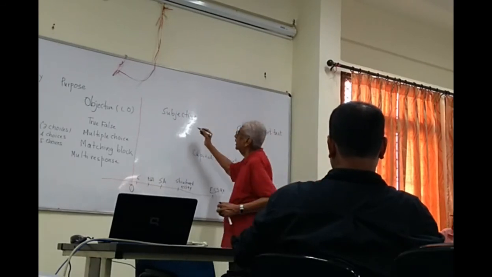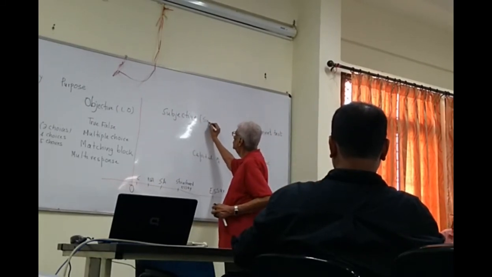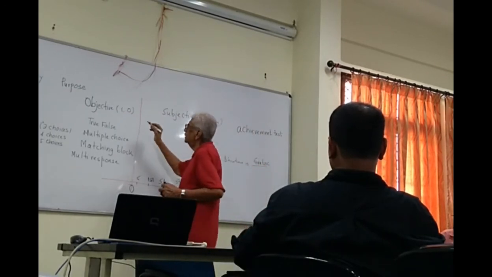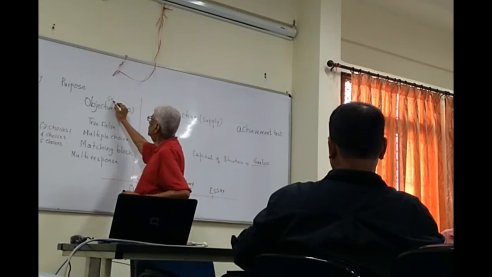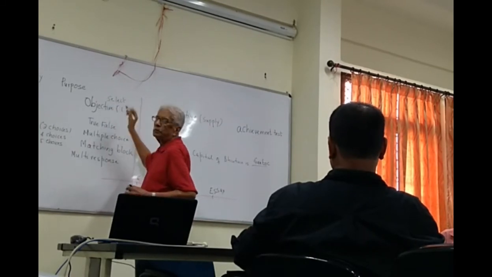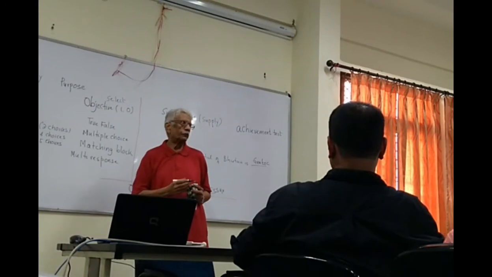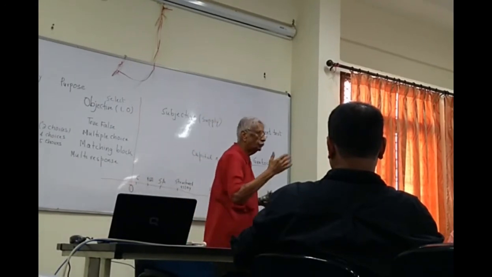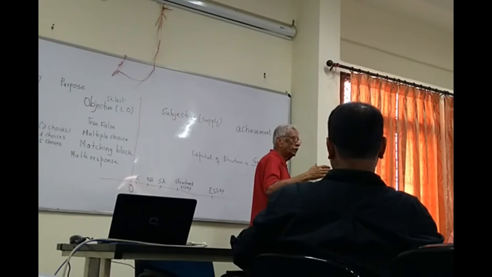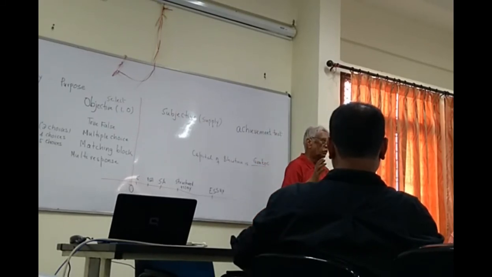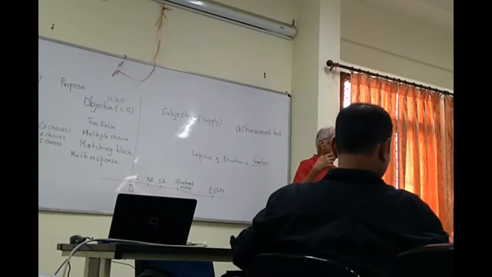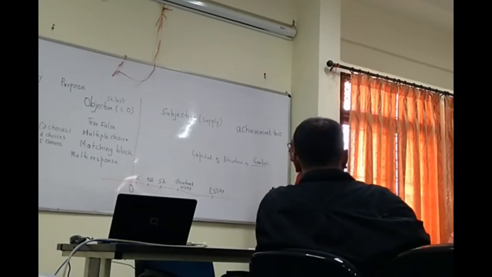So these questions are supply type, and these questions are select type. Objective questions: I have to select the right answer from the given answers. So they are either right or wrong. Supply type of questions: I have to supply something from my own side. This is a simple example.